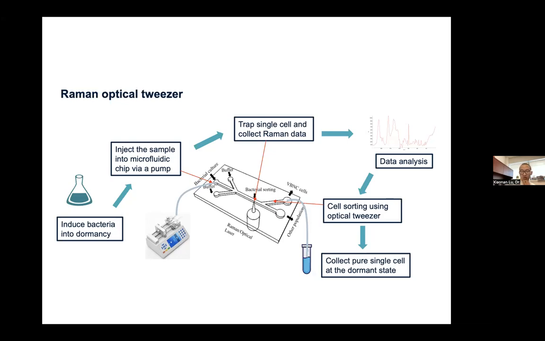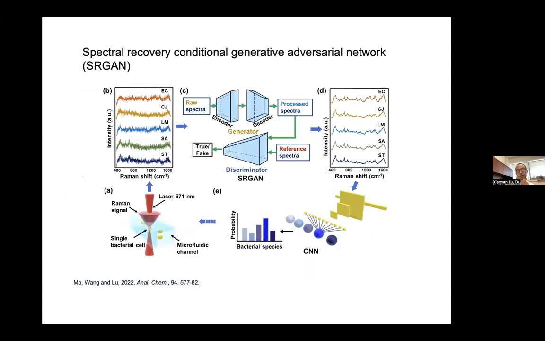So the first paper was just published this year in Analytical Chemistry. In this paper, we developed a new machine learning algorithm, which we call the spectral recovery conditional generative adversarial network, in short, the SERGN. The SERGN can tremendously increase the resolution of the spectra and reduce the noise that we collected from the raw spectra.